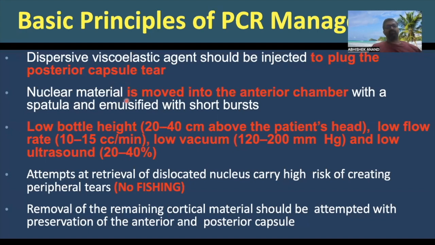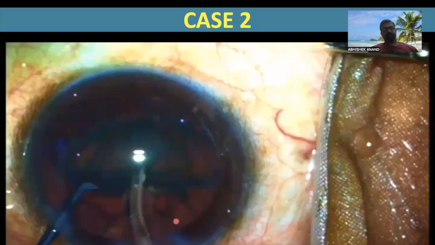Nuclear material should be moved into the anterior chamber with a spatula and emulsified in short bursts. You should use low phaco parameters like low bottle height, low flow rate, low vacuum, and low ultrasound power. Attempts at retrieval of a dislocated nucleus carry a high risk of creating peripheral tears, so no fishing. Removal of the remaining cortical material should be attempted with preservation of the anterior and the posterior capsule.